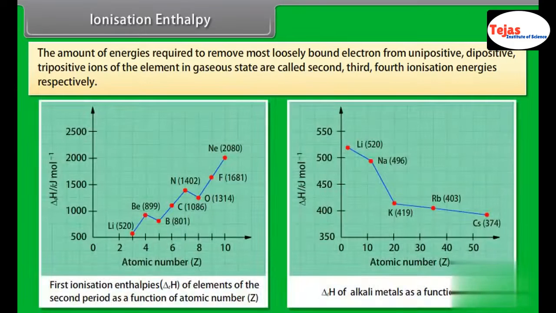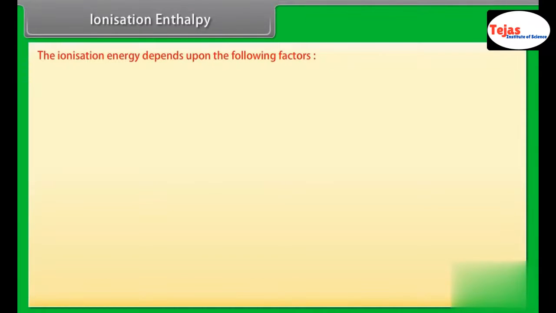the amount of energy required to remove most loosely bound electrons from unipositive, dipositive, tripositive ions of the element in gaseous state are called second, third, fourth ionization energies respectively. It may be noted that ionization energy 3 is greater than ionization energy 2, which is greater than ionization energy 1. The ionization energy depends upon the following factors.